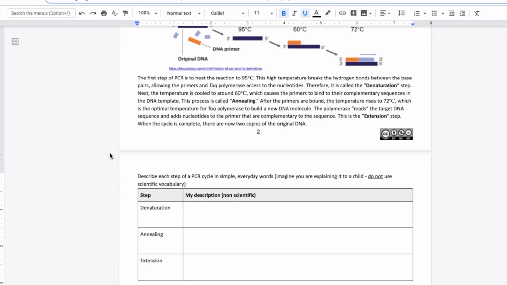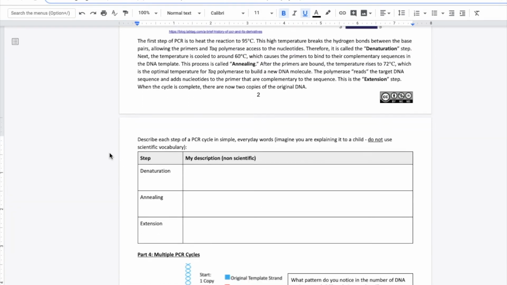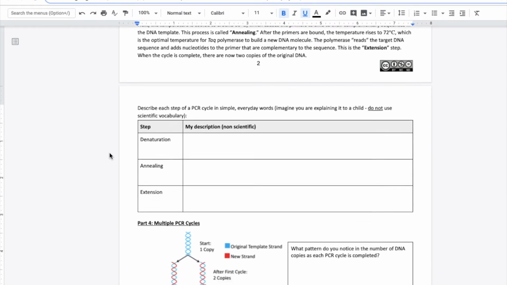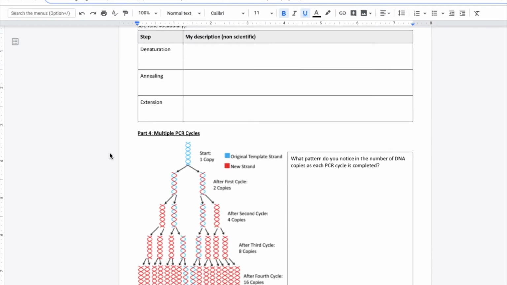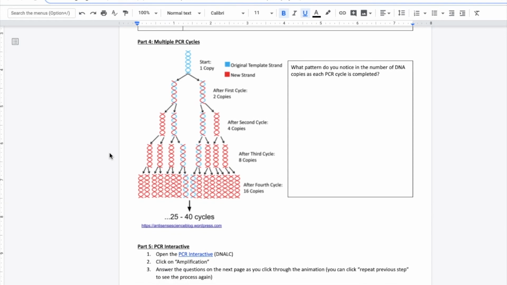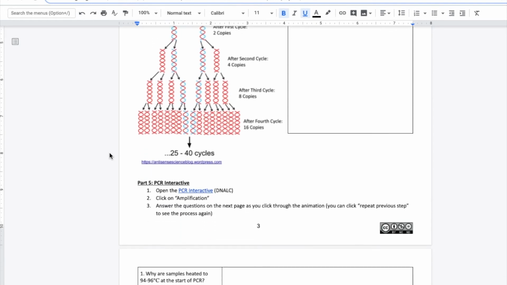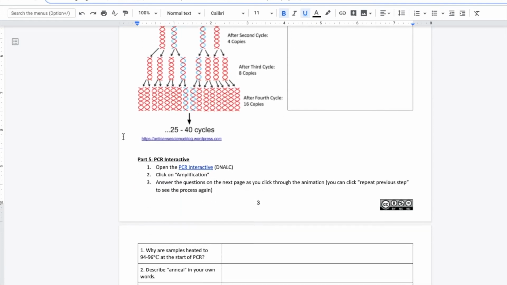In Part 4, students observe the pattern of DNA copies that are produced from the original DNA segment after multiple cycles. Students then have an opportunity to put everything together in Part 5, where they click through a simulation of PCR and answer questions as they go.